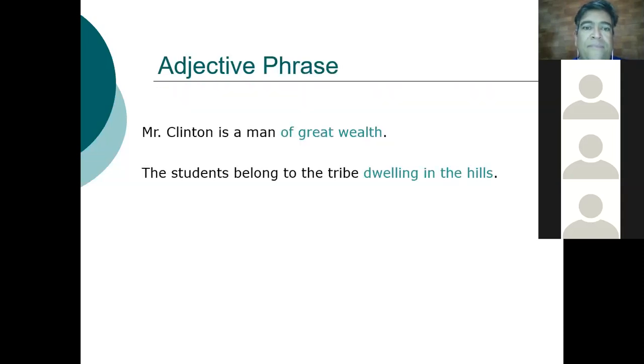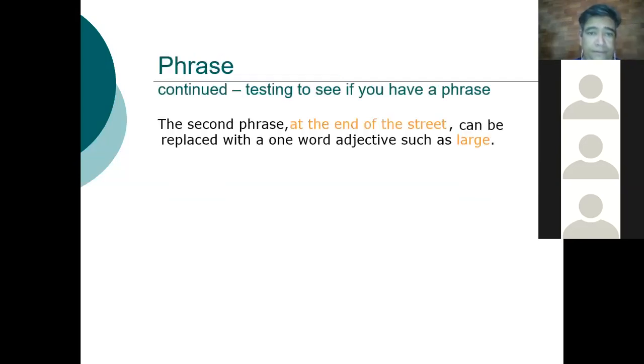In this case, I am using expressions that describe something. Okay? Mr. Clinton is a man of great wealth. Of great wealth is an adjective phrase porque me está describiendo lo que es Mr. Clinton, que es un hombre de riqueza. The students belong to the tribe dwelling in the hills. O sea, que moran, que habitan en las montañas. Ahí me están dando una descripción muy específica de esos estudiantes, ¿ok? Eso es un adjective phrase, ¿ok?